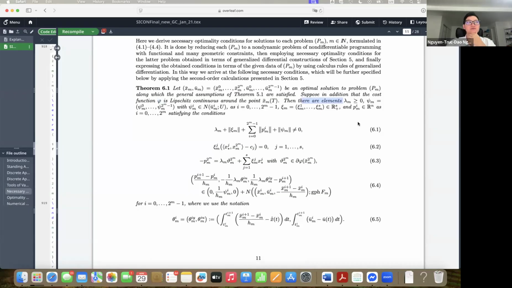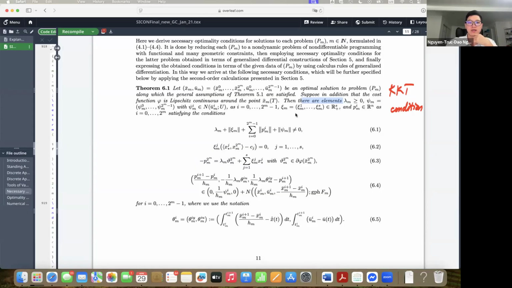Suppose in addition that the cost function phi is Lipschitz continuous, you can say this is phi or phi, there are two ways to read it. Phi is Lipschitz continuous around the point x bar m of capital T, then there are elements. Because last time I told Tang that you need to read the KKT condition, because it is important. When you study the KKT condition, you can understand how we derive necessary optimality conditions for this problem, because it is going to be the generalized form of the KKT condition in finite dimensional space. KKT is for finite dimensional space, right? Now we are working on infinite dimensional space, so we need to study it for the finite dimensional first, and then we generalize it.